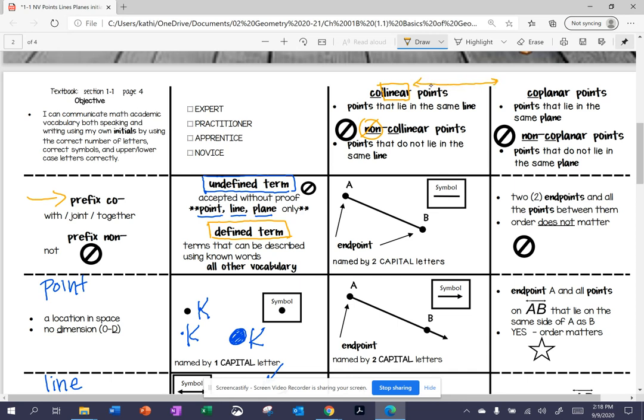If I want them on a line, I'm going to use my initials, K, M. So these are all on the line. So this would be collinear. Not collinear means they're not all on a line. So here is K, M, S.